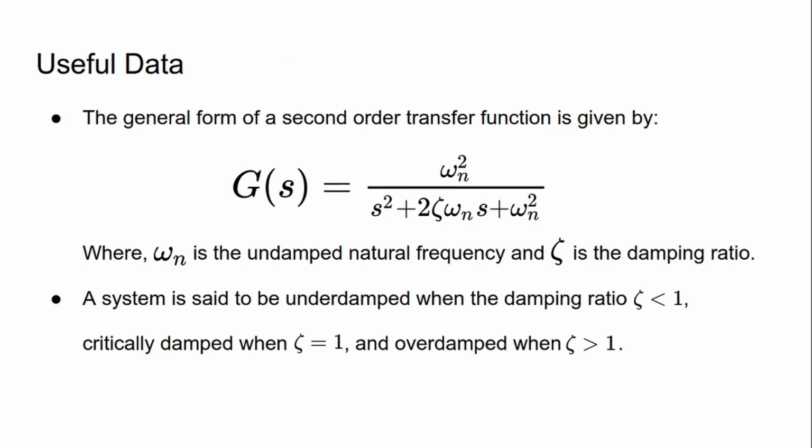The general form of a second order transfer function is given by G(s) equals omega n squared divided by s squared plus 2 zeta omega n s plus omega n squared, where omega n is the undamped natural frequency and zeta is the damping ratio. A system is said to be underdamped when the damping ratio zeta is less than 1, critically damped when zeta equals 1, and overdamped when zeta is greater than 1.